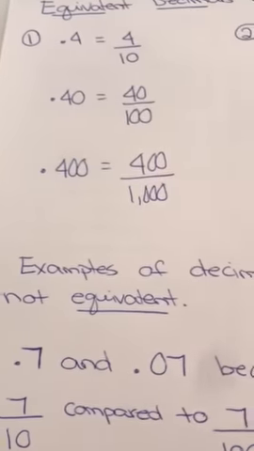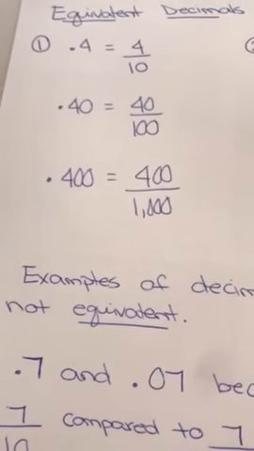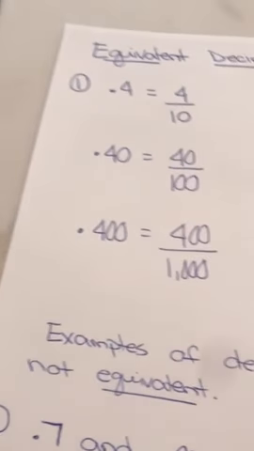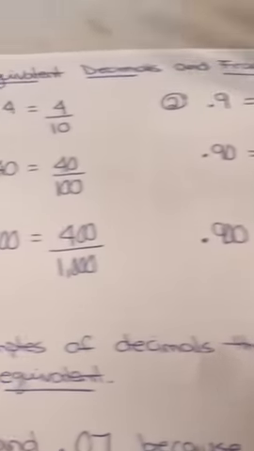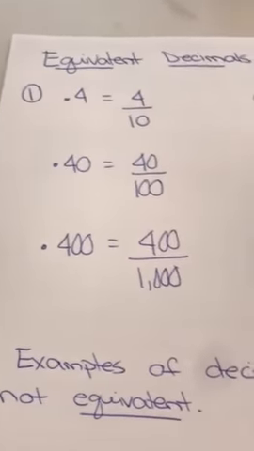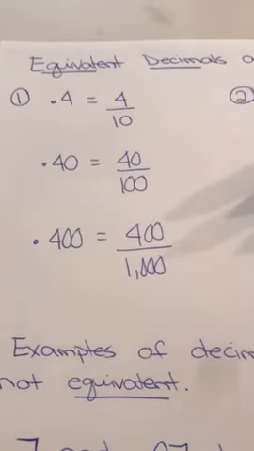All right. Just like fractions are equivalent to each other, decimals can also be equivalent to each other. So I'm going to go through those too. So, equivalent decimals and fractions. All right, so here's an example of equivalent decimals and fractions.